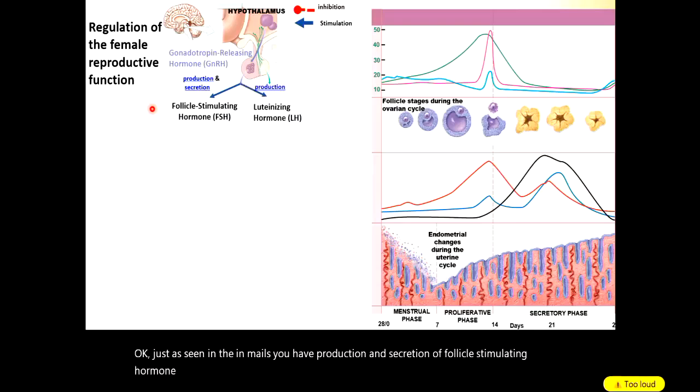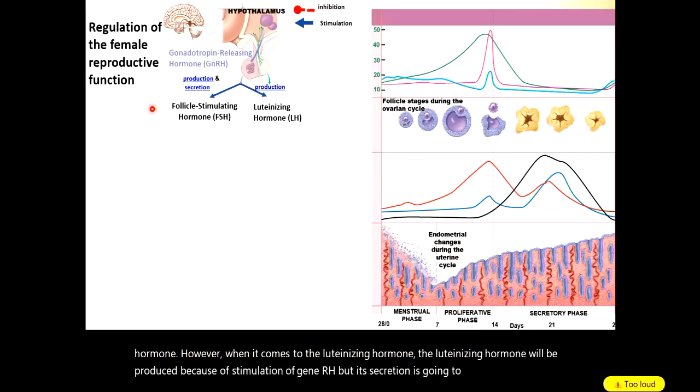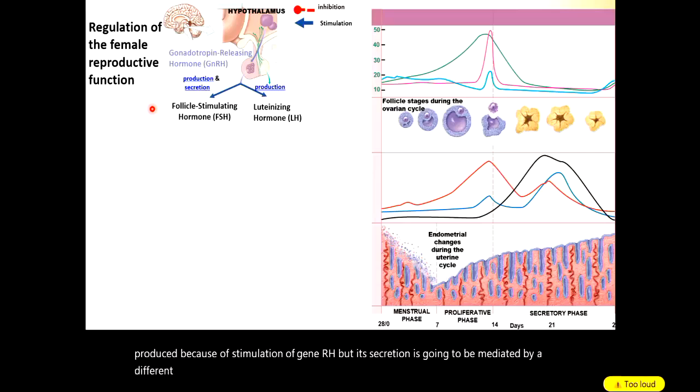However, when it comes to the luteinizing hormone, the luteinizing hormone will be produced because of stimulation of GnRH, but its secretion is going to be mediated by a different hormone. Right? So the luteinizing hormone release will be brought about by a different hormone.